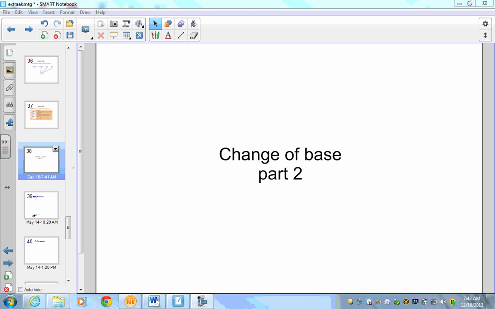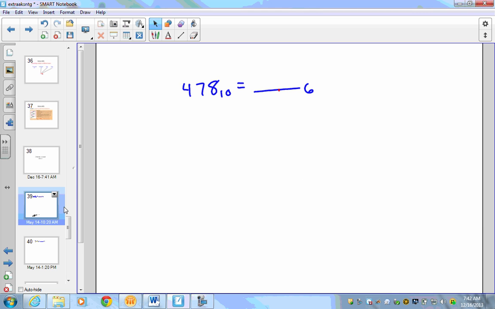Okay, in this video we're going to be talking about, once again, change of base. And since we weren't able to finish everything up in the first video, we're going to call this part 2. Let's get started. Here we have something that is already in base 10, which is 478, and we're going to convert it to base 6.